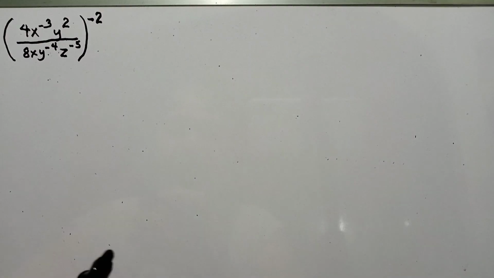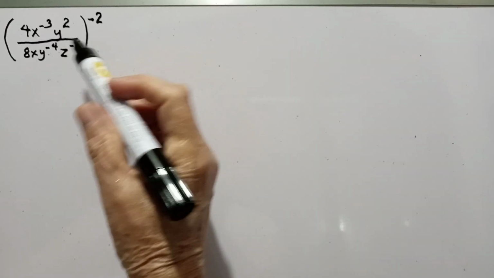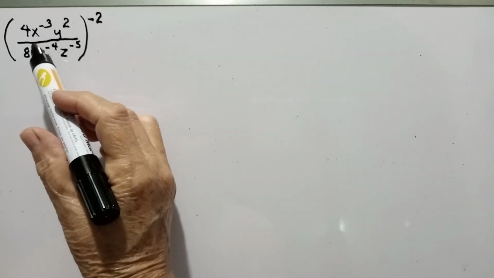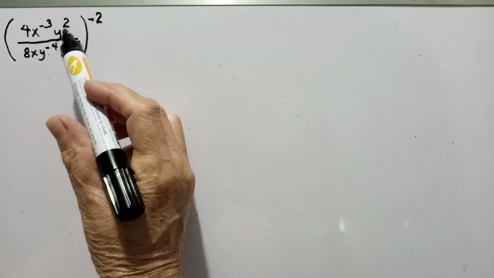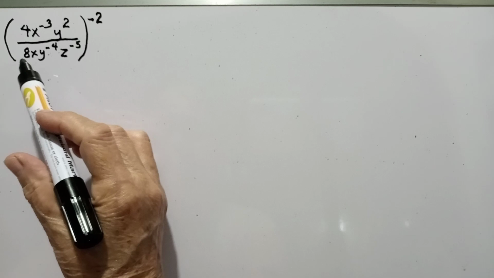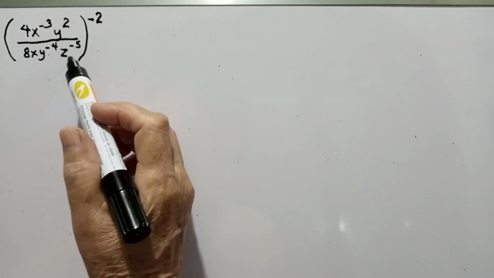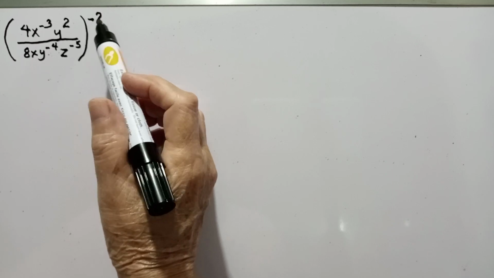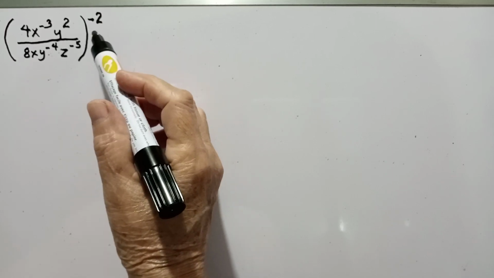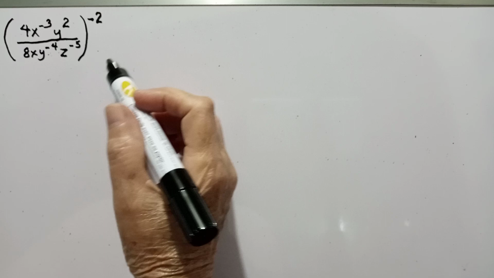We are to simplify this expression: the quantity 4x to the minus 3 y squared over 8xy to the minus 4 z to the minus 5, all raised to the negative 2 power.